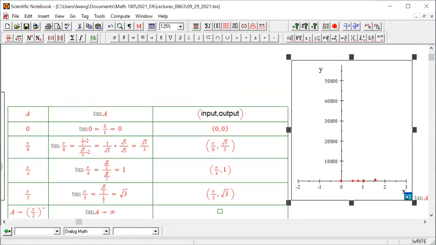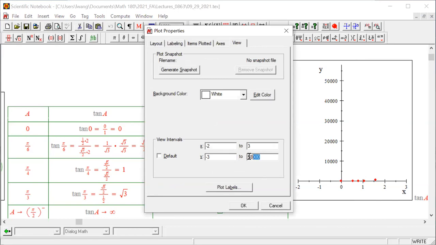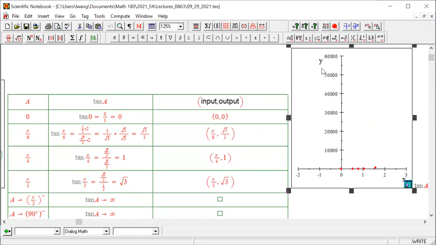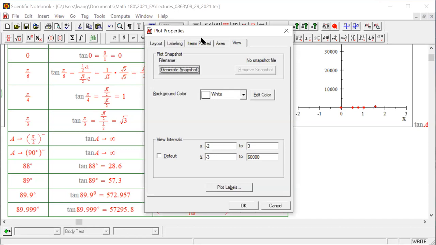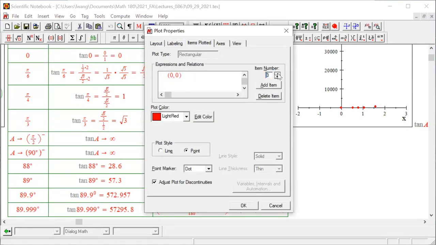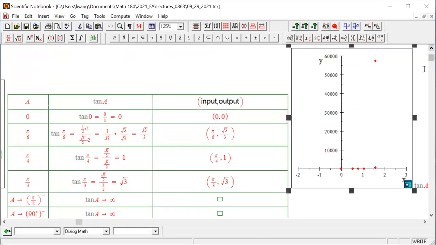Oh my God. 50,000. Maybe my scale is not right. 60,000, that might be an idea. Where is it? 1.57, 572, 60,000. 60,000 should show, right? Oh, you know what? I might have made a mistake. I need to make sure those points show. Oh, I didn't do the dots. That's why. Sorry. Do you see the dots? Oh, finally.